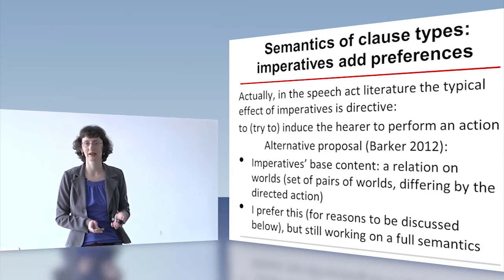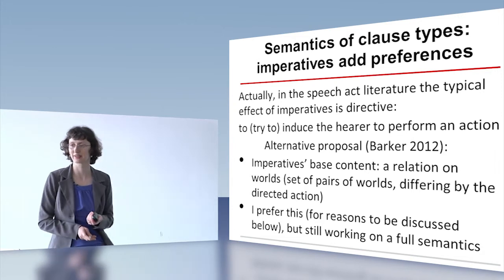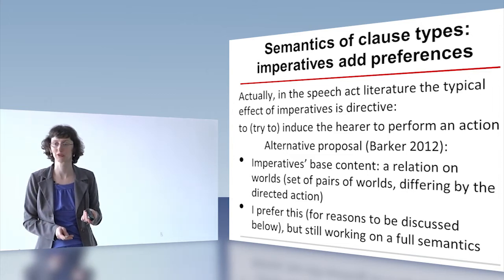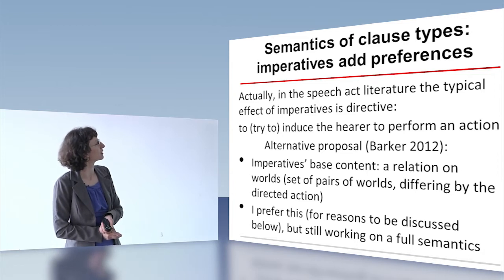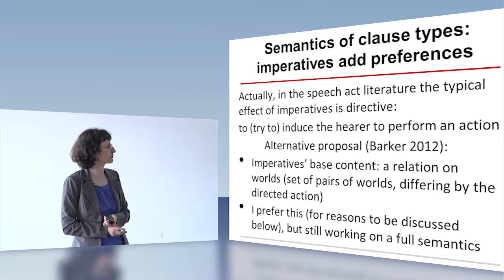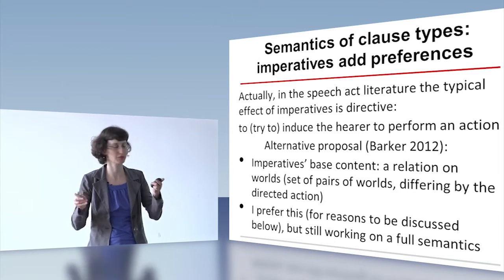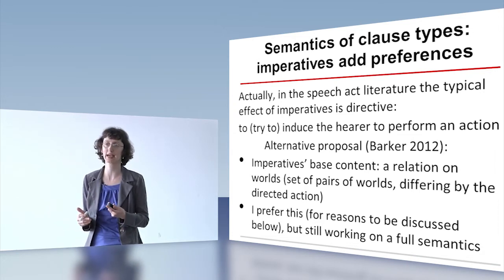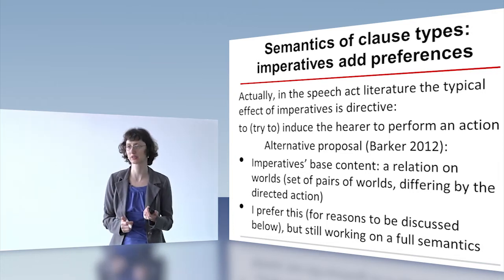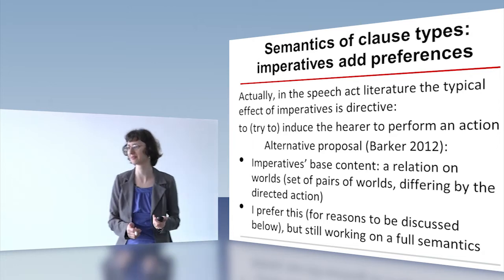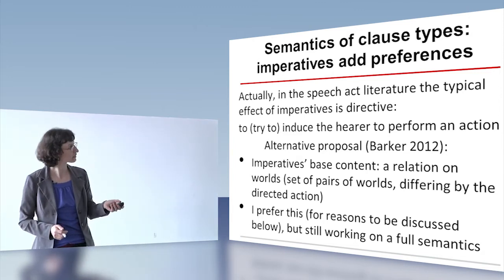Now, actually, this is where actions might have come in useful, right? Because there is a natural way in which we can think of imperatives as denoting actions, as requesting that an action be performed. A few Sinn und Bedeutungs ago, we had a proposal from Chris Barker that the base content of imperatives is actually a relation on worlds, a set of pairs of worlds which you can think of as a before and after picture. The left element of each pair is a world from the common ground, and the right element of each pair is a world which is just like the left one, except the requested action has been performed in it. Okay, I like that.